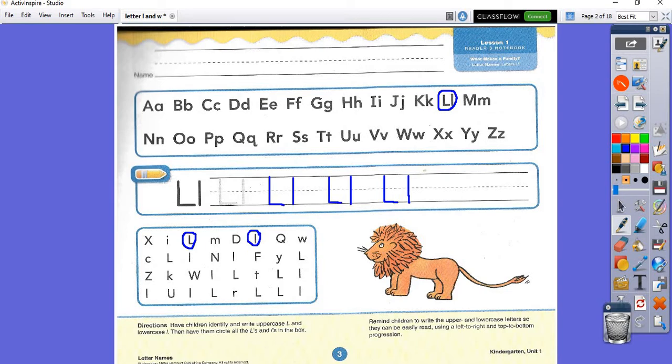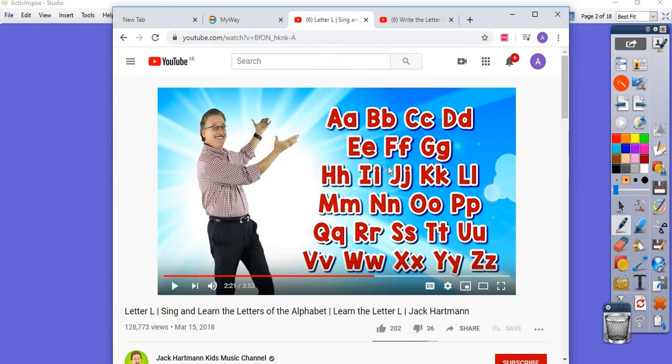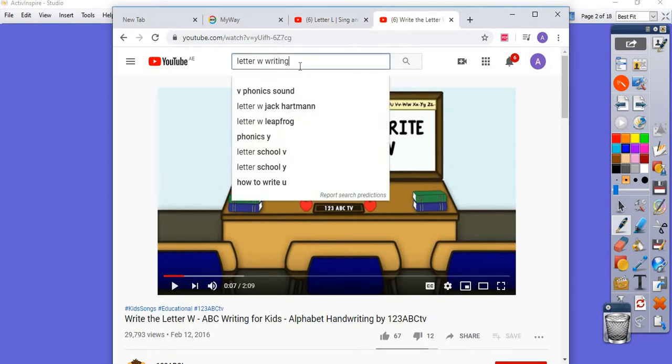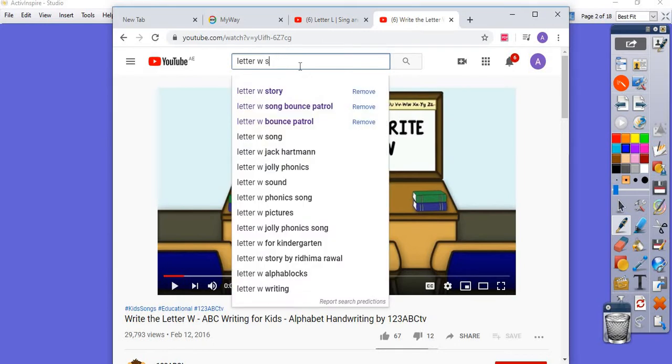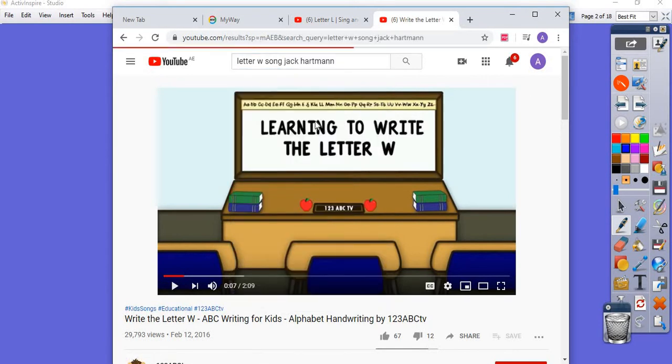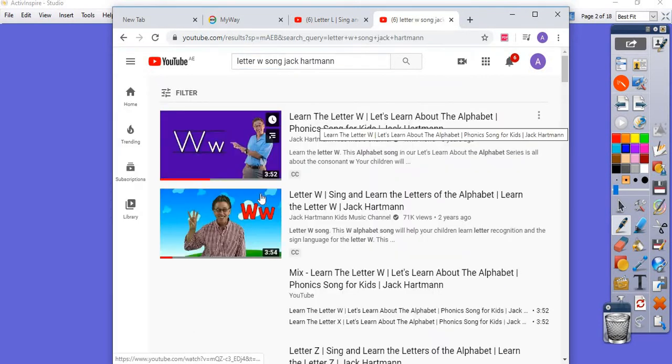Yes. Now let's see what we have next. Because today we have letter L and W together. That's why we are going to listen letter W song. What picture starting with letter W? Are you ready for the song for letter W? Then we have a worksheet with us. Yes, we have now song for letter W.